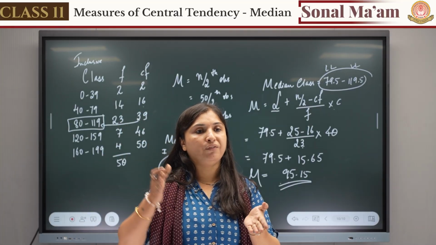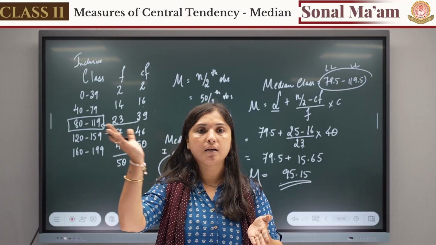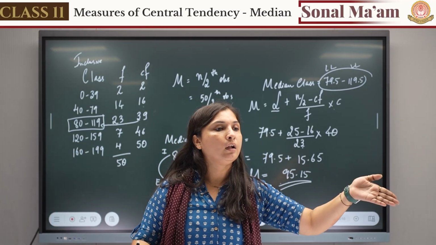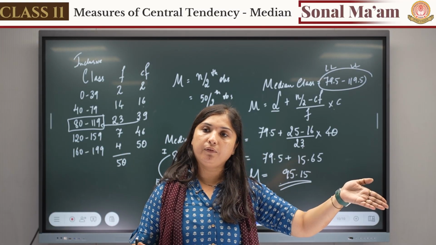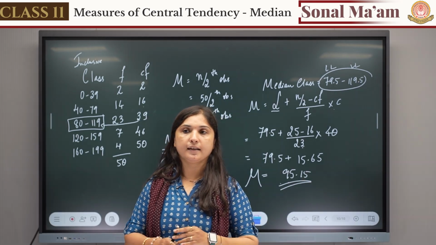Understood? What we did: we did a sum on raw data, a sum on discrete data and a sum on continuous data. Is it clear to everyone? Let's continue in the next class. Thank you.